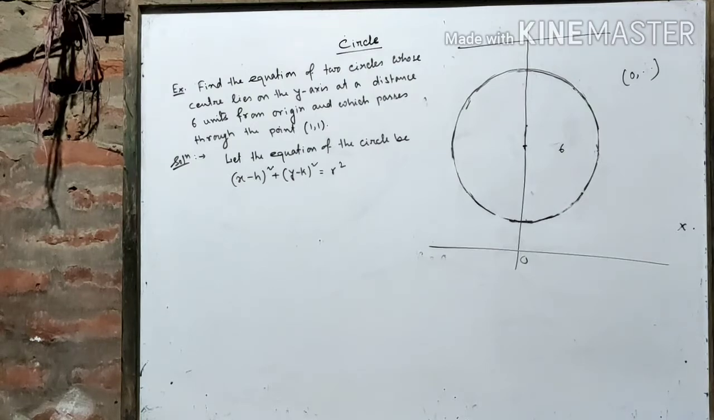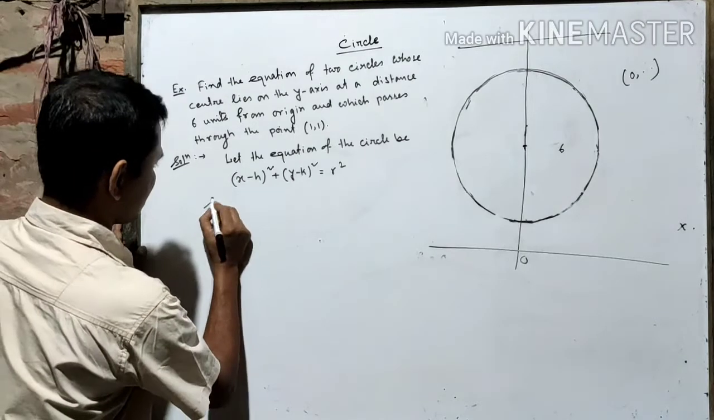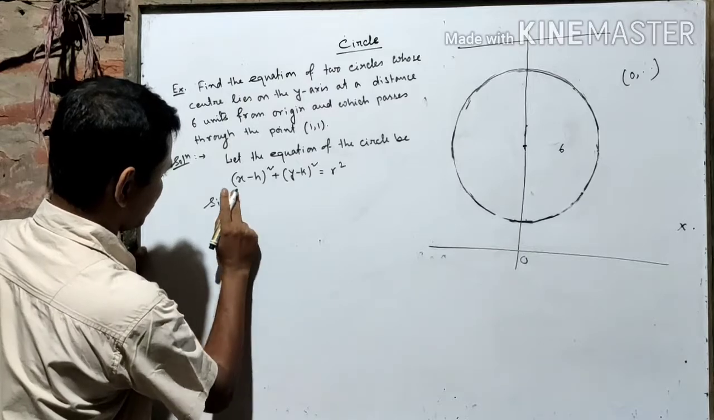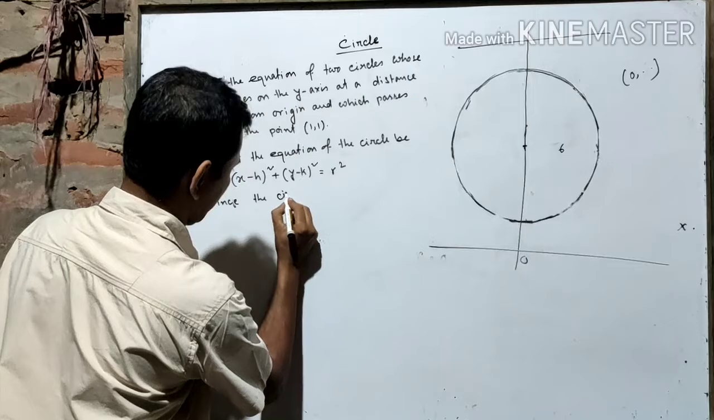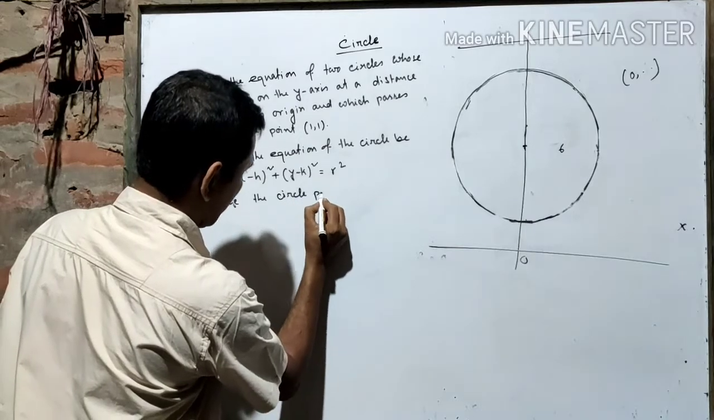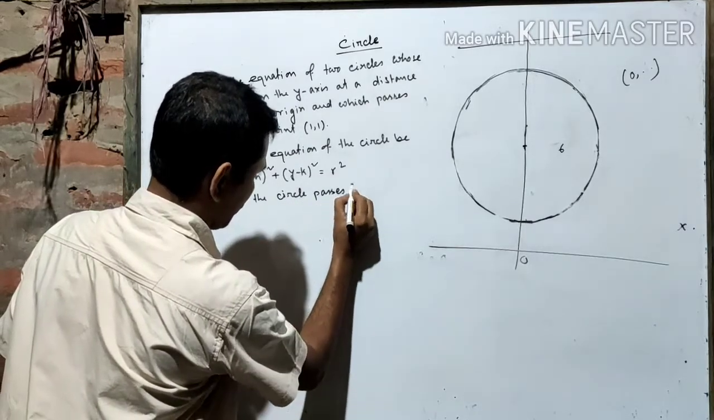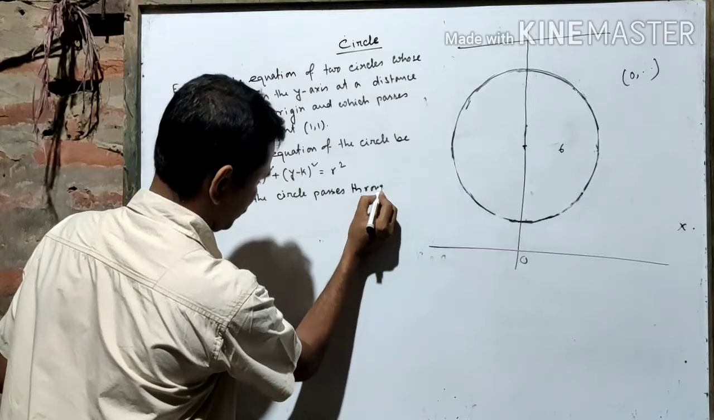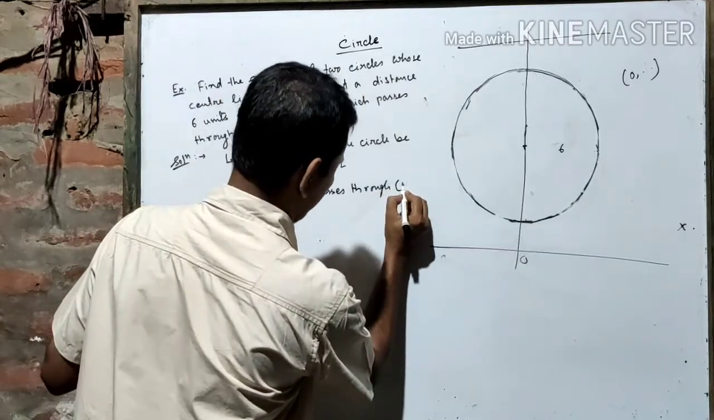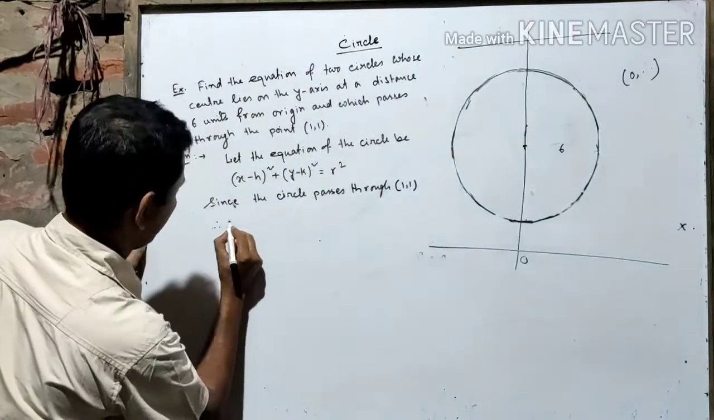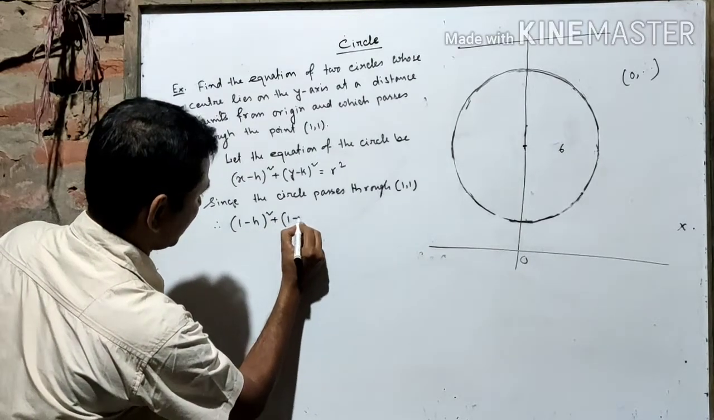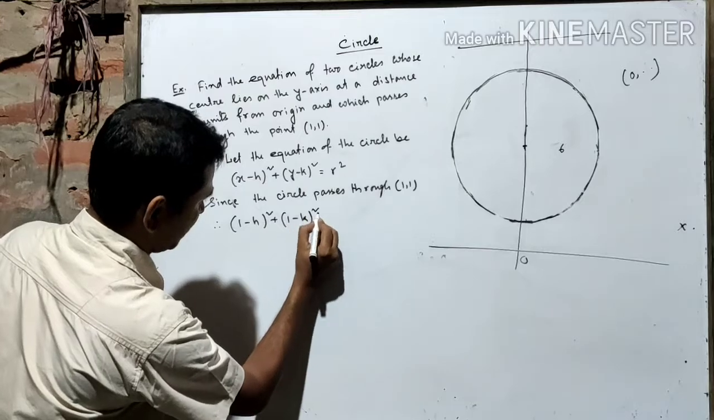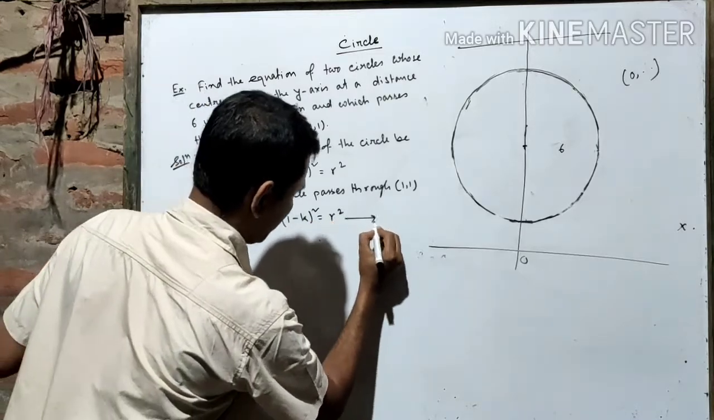Okay, since the circle passes through (1, 1), therefore (1, 1) will satisfy the equation of the circle, and thus we will get (1 minus h) whole square plus (1 minus k) whole square is equal to r square.